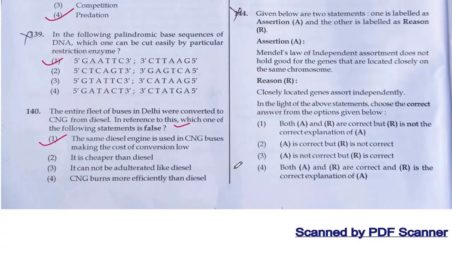Coming to question number 144. So the assertion: Mendel's law of independent assortment doesn't hold good for the genes that are located closely on the same chromosome. This one is the correct one. But the reason: closely located genes assort independently. Okay, so they are dependently located, so this will be the false one. So option 2 will be the correct one. Assertion is correct, but reason is not correct.